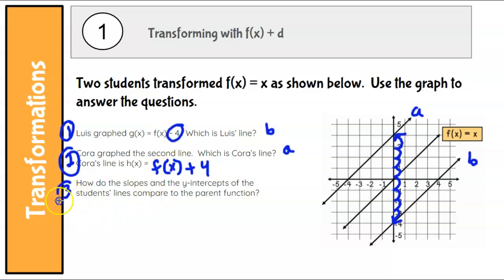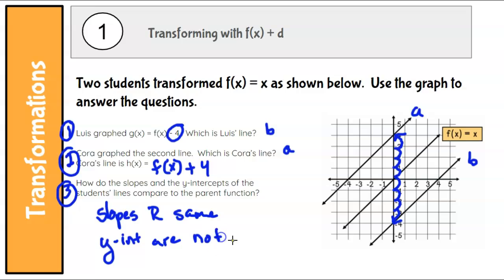Third question, how did the slopes and the y-intercepts of the students' lines compare to the parent function? The slopes are the same, same steepness. The y-intercepts are not the same. The y-intercept of Luis's is -4, and the y-intercept of Cora's is +4.